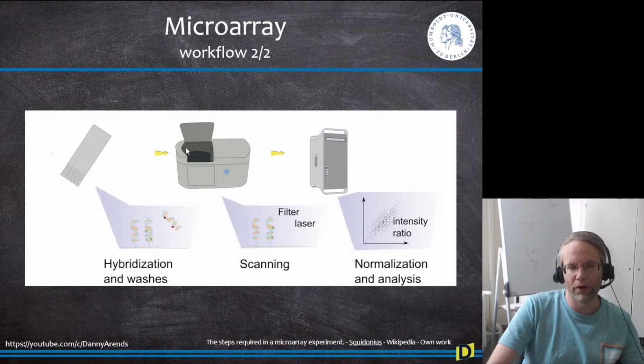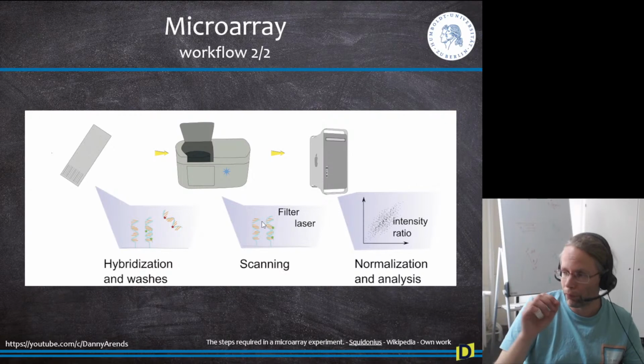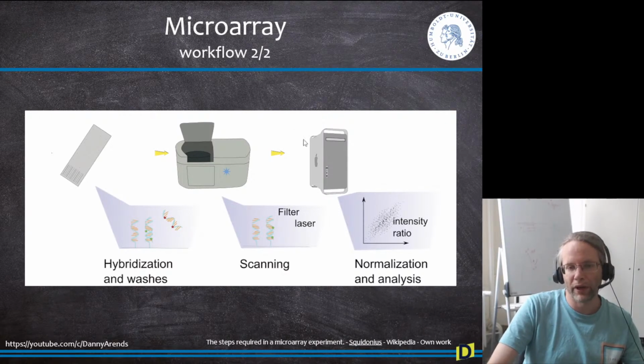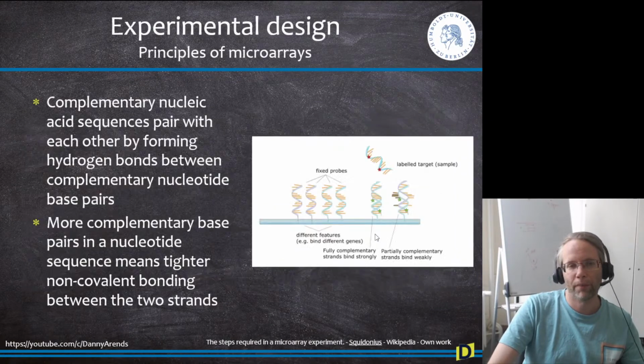We put it into one of these machines which has a laser and scans, so it will hit each dot with a laser, see the intensity value, and then in the end, on the computer, what we get is kind of an intensity ratio. So some genes are highly expressed and other genes are lowly expressed.